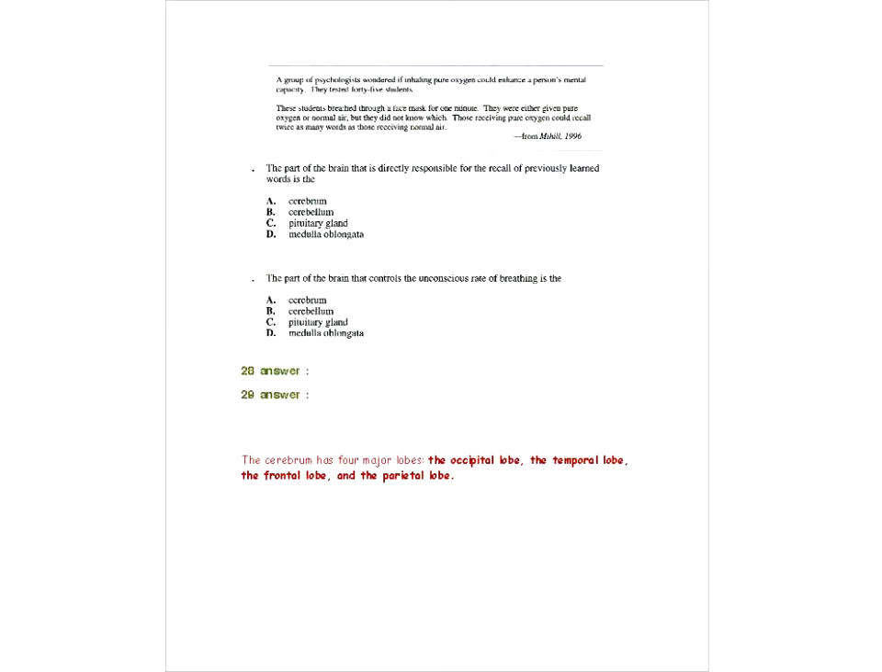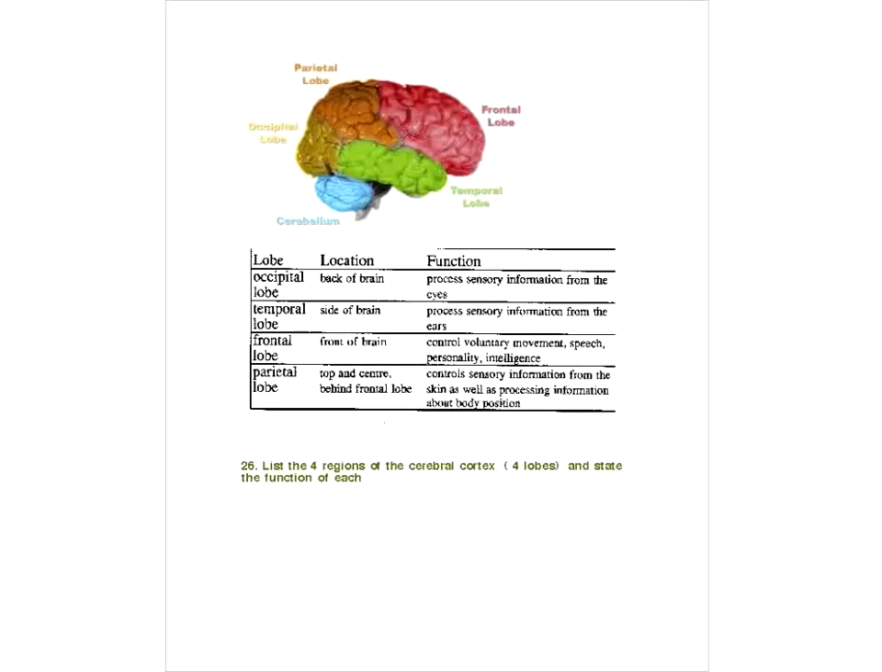Now we're going to look at the fact that the cerebrum is broken into 4 major lobes or areas. These are the occipital lobe, the temporal lobe, the frontal lobe, and the parietal lobe. We're going to look at what each of the major functions is of each of these lobes. Here you can see where they are. The frontal lobe is in the front, and the occipital lobe is in the back. Parietal lobe is in between, and the temporal lobe is below the frontal lobe.